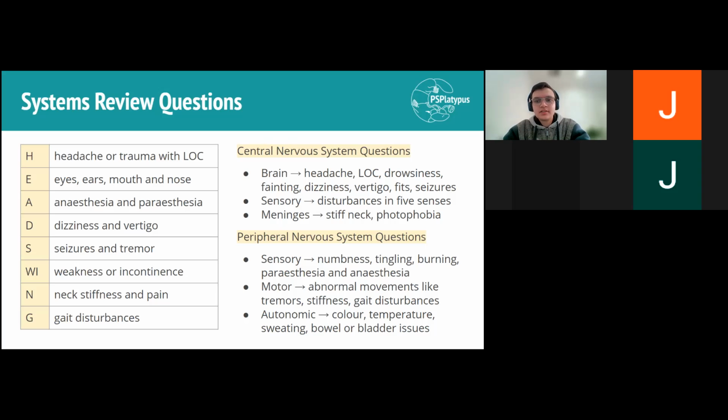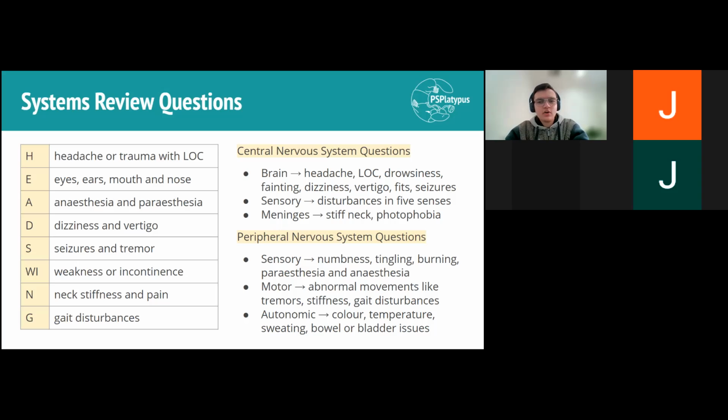Sensory, we're thinking about the disturbances in all those 5 senses. And meninges, because the meninges is not just around the brain, but also goes down the spinal cord through the neck, you can also get neck stiffness and some photophobia, or pain when you're looking at light. Peripheral nervous system questions are a bit more straightforward. You've got the sensory stuff, numbness, tingling, burning, and so on. You've got motor things where they have movements that they're not able to control, like tremor, stiffness, and also an inability to walk normally.